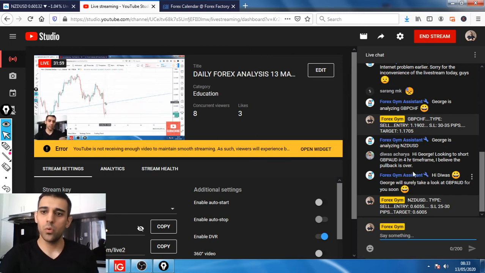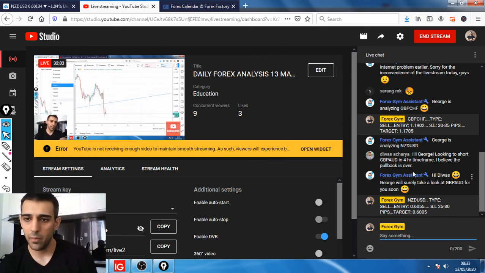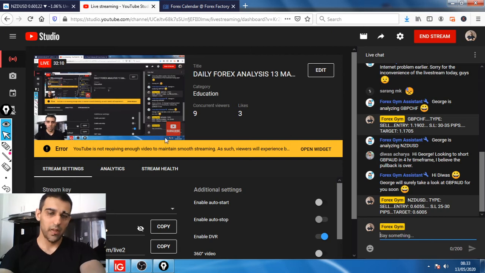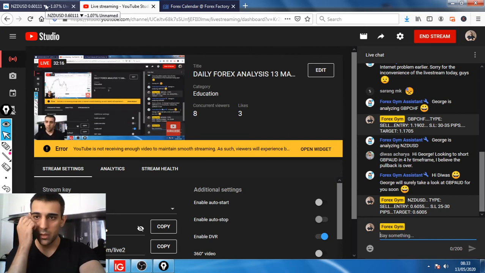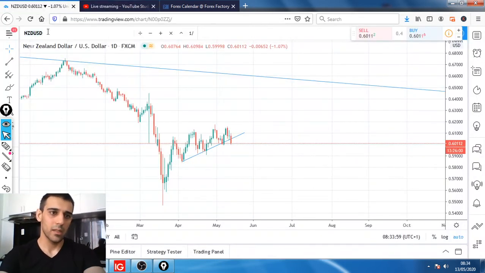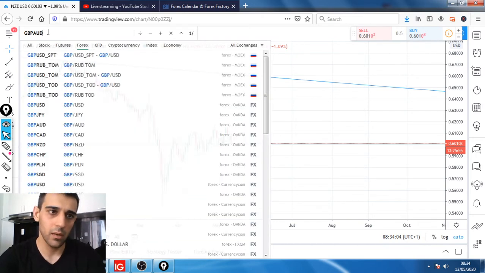You're looking for the short on British pound against Australian dollar on the higher time frame. I believe the pullback is over. Okay, let's have a look at the British pound against Aussie. GBP, the British pairs today. I did the British pound against Swiss franc, so this British pound against Australian might have a similar picture. Let's say GBPAUD.